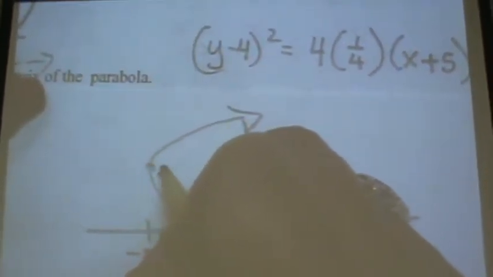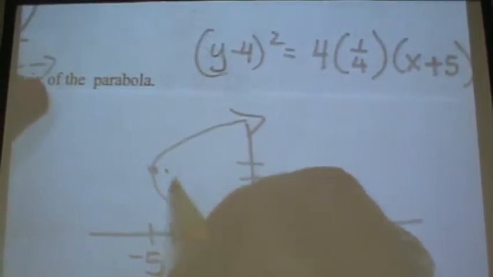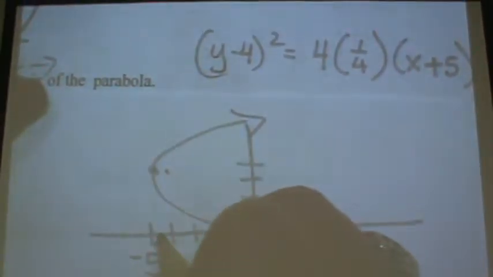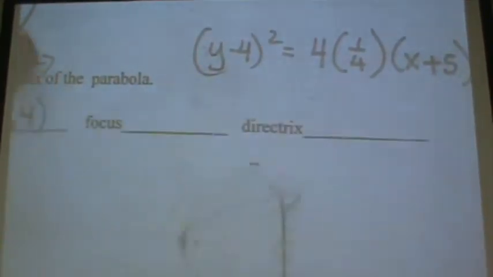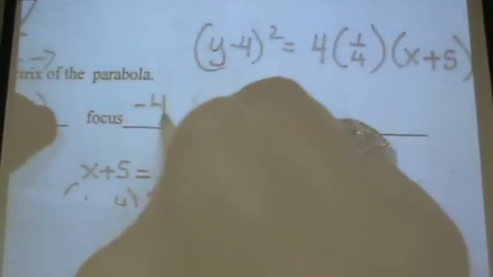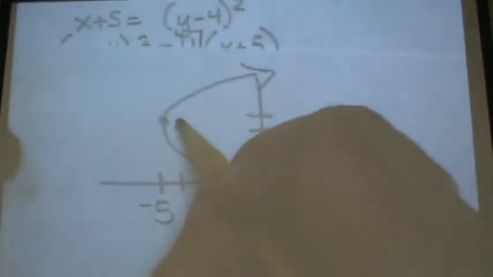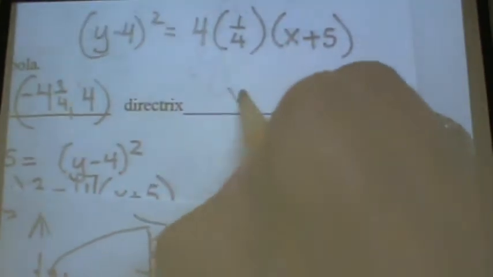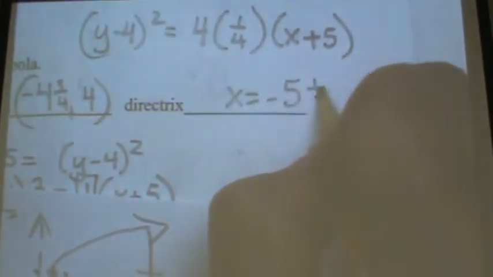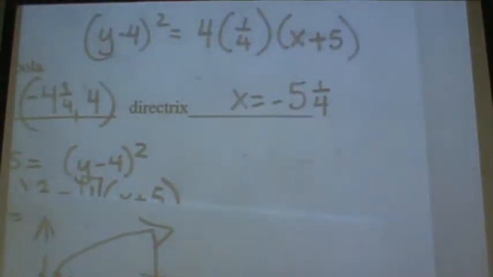Now your p-value is a quarter. You're going to go a quarter this way. So what's this fixed point right here? Your fixed point would be -4 3/4, comma 4. So you're going a quarter this way, and you go a quarter outside of that vertex, and you have the line x equals, a quarter this way would be x equals -5 1/4. That's your directrix.